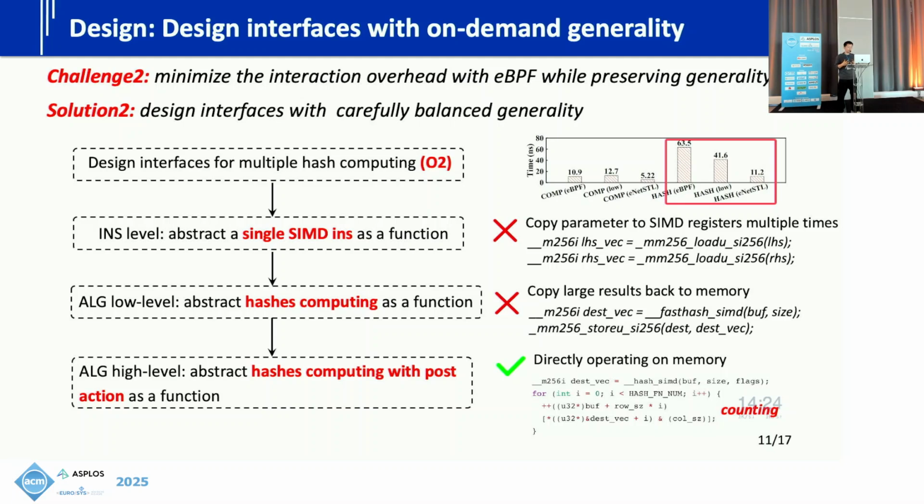This method is feasible based on our observation that network functions usually rely more on how to utilize the result rather than the values themselves. For example, the Count-Min sketch uses multiple hashes to locate the counters and increments the counters. Such counting is the post action, and we call it hash plus counting.